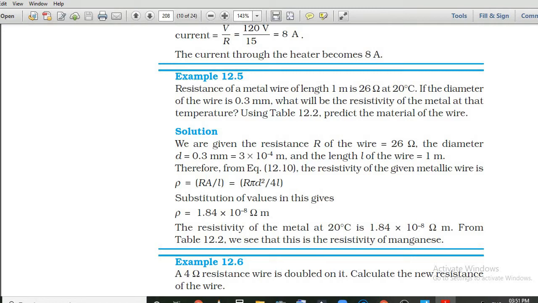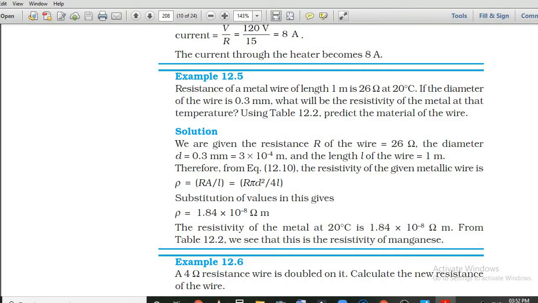Resistance of a metal wire of length 1 meter is 26 ohm at 20 degrees Celsius. If the diameter of the wire is 0.3 millimeter, what will be the resistivity of the metal at that temperature? Using table 12.2, predict the material of the wire.